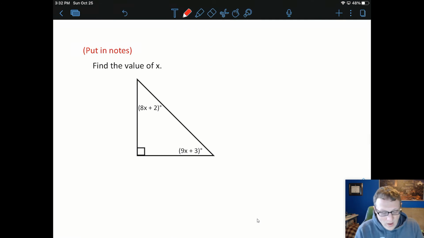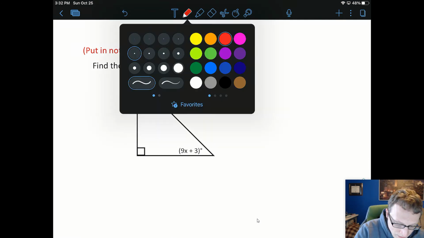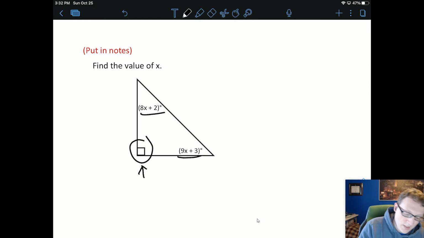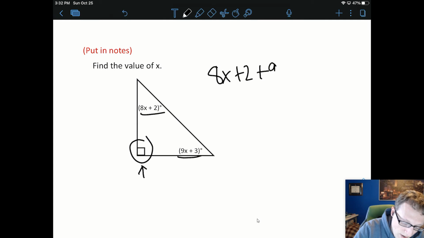So here we want to find the value of x. So I see that there's three angles in here. There is obviously that one, and that one. Remember that that little box means that that is 90. So we're going to have 8x plus 2 plus 9x plus 3 plus 90 has to equal 180 degrees.